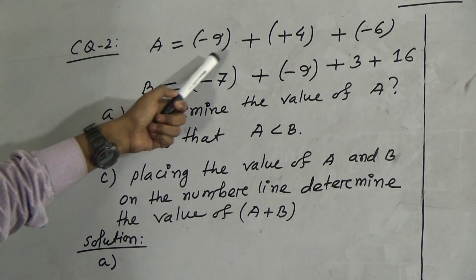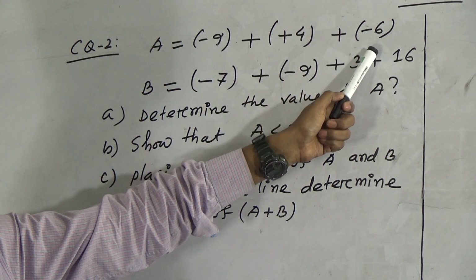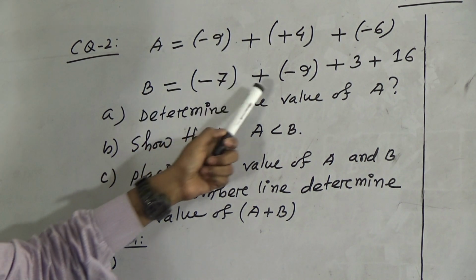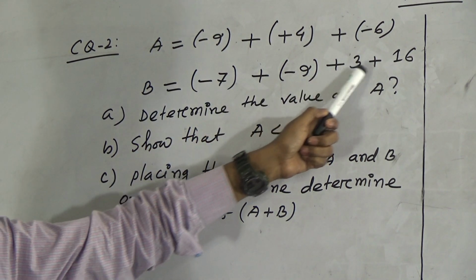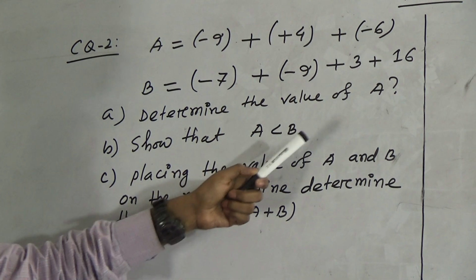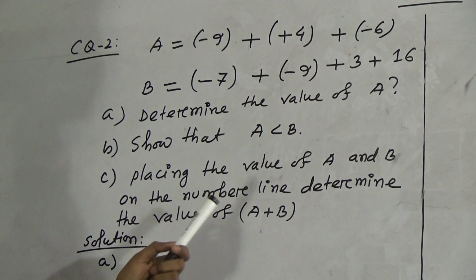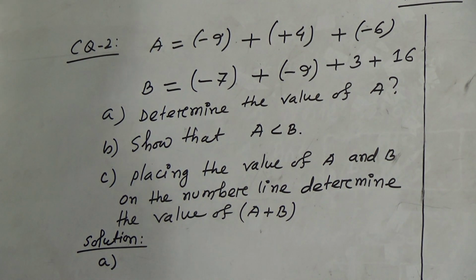A equal to -9 plus 4 plus -6, B equal to -7 plus -9 plus 3 plus 16. Now question A, determine the value of A. B, show that A is less than B. C, placing the value of A and B on the number line, determine the value of A plus B.